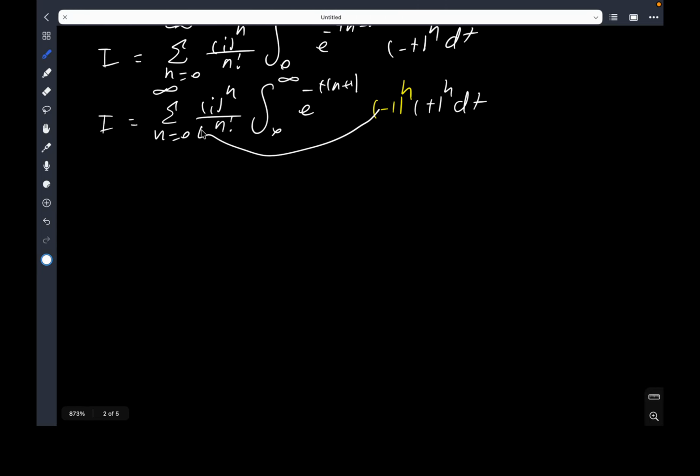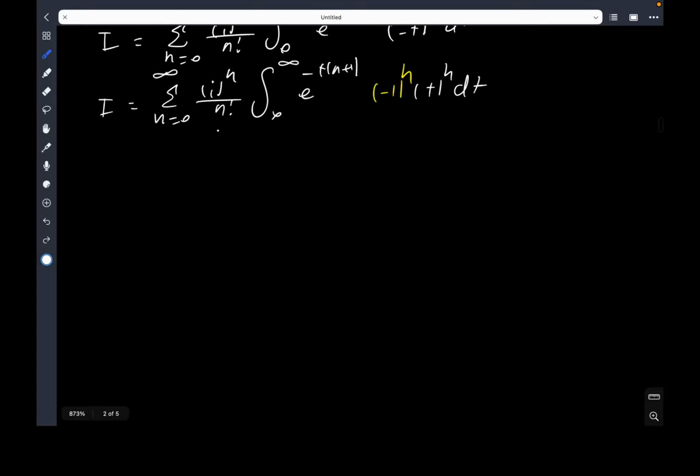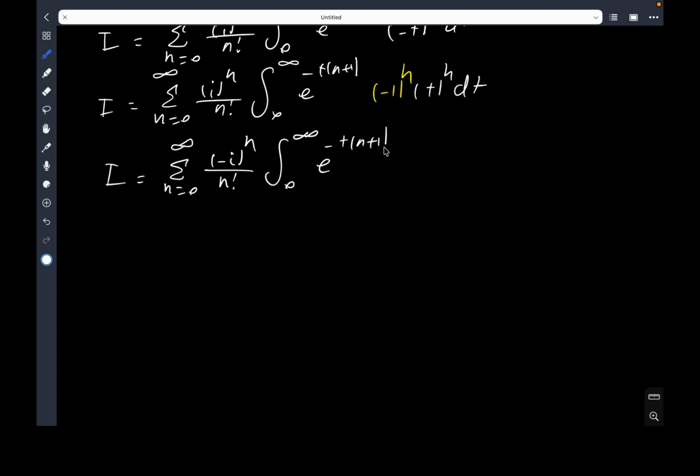So I can move this out again, and I'm going to be getting the integral equals the sum from n equals 0 to infinity of negative i to the n over n factorial, the integral from 0 to infinity of e to the negative t times n plus 1, t to the n dt. So hold on, we're very close to the end.